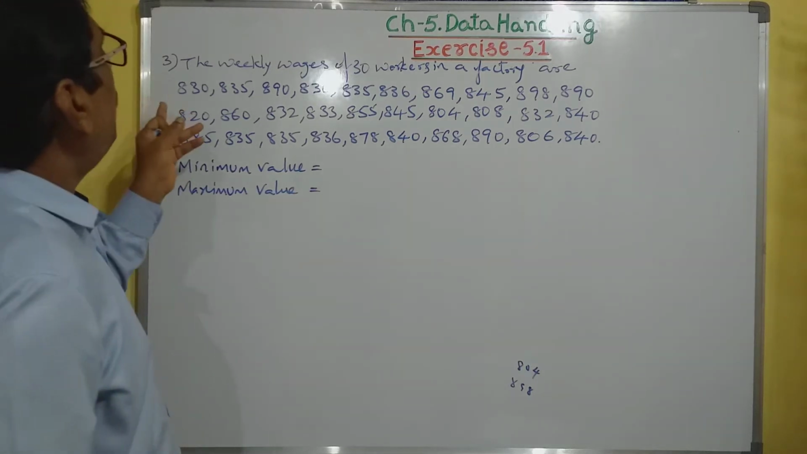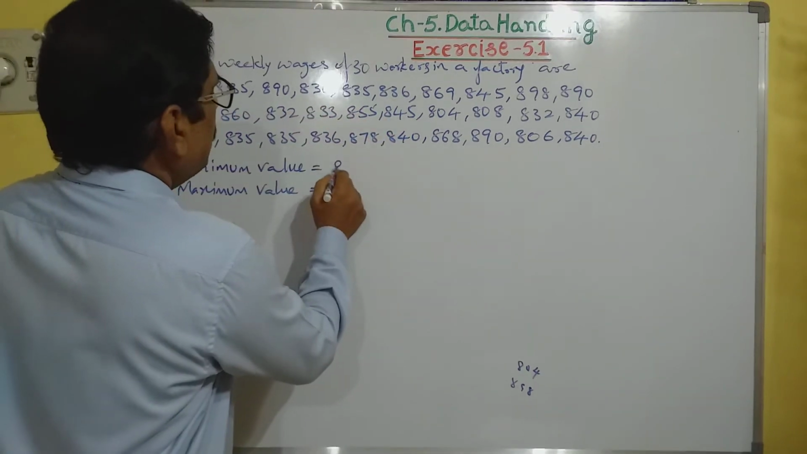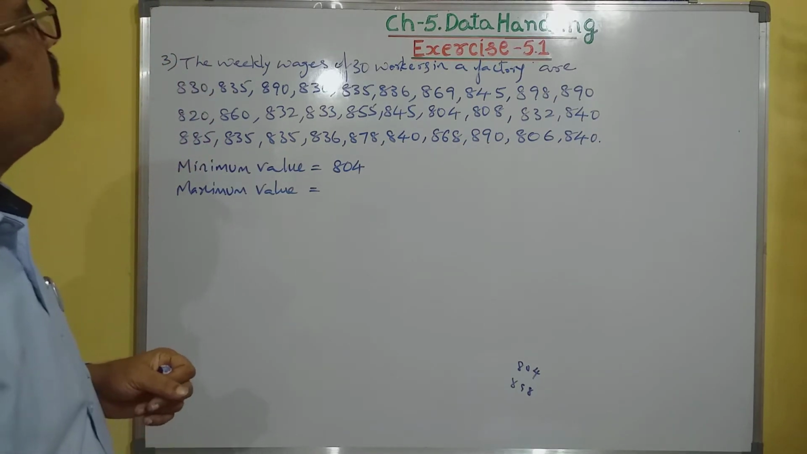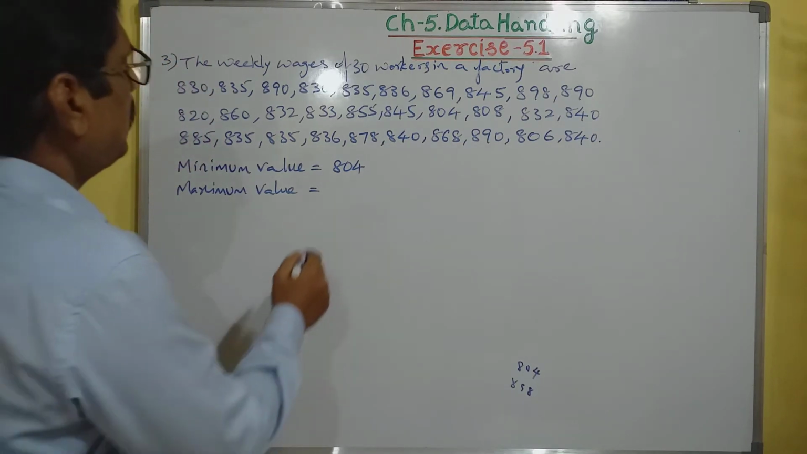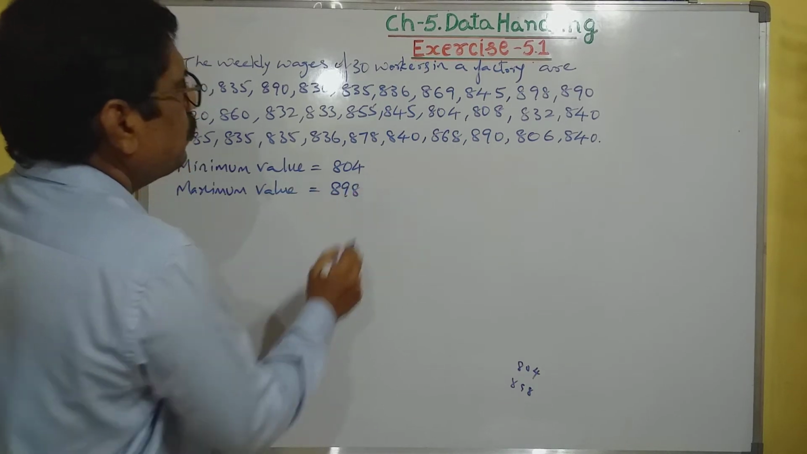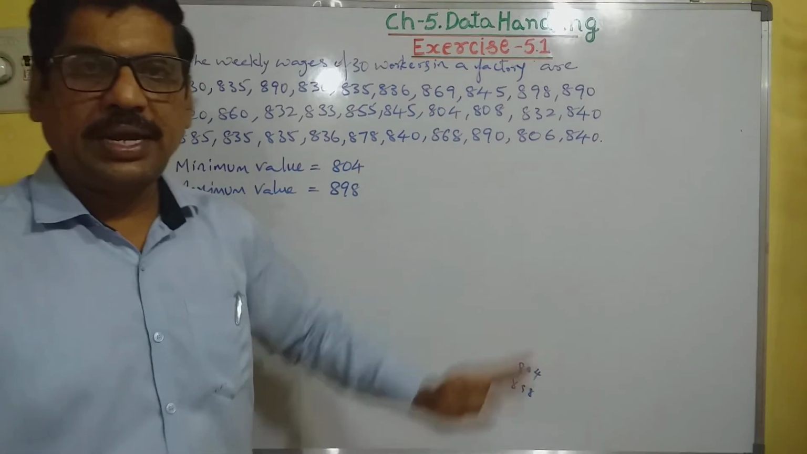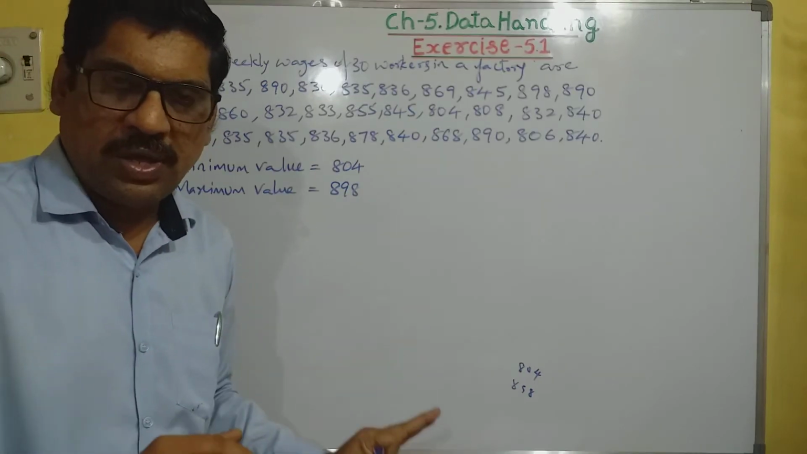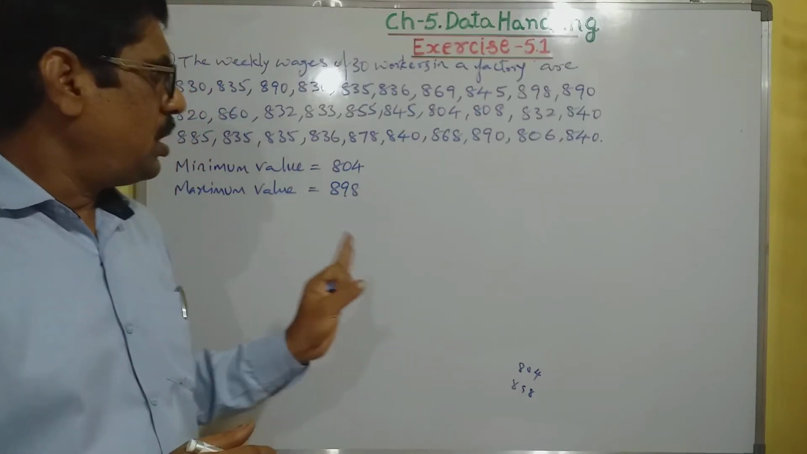The minimum among these numbers is 804. Is it correct? Check it out. And the maximum number among all these numbers is 898. There is no other number bigger than 898, and there is no other number below 804. These two are the numbers.